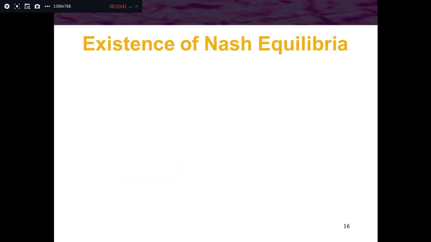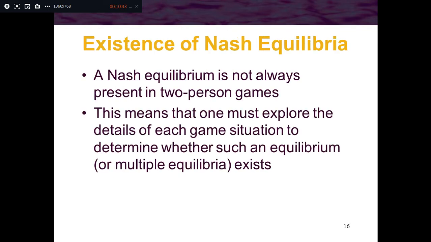A Nash equilibrium is not always present in two-person games. This means that one must explore the details of each game situation to determine whether such an equilibrium or multiple equilibria exist. So, let us see the previous diagram for this case.